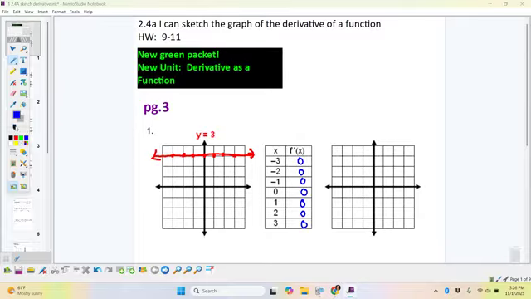So now to graph the derivative function, we're going to plot all these coordinates, -3, 0, -2, 0, -1, 0, and keep going. Connect the dots. And now we have a new function graphed. And so the derivative function everywhere is y prime equals 0.